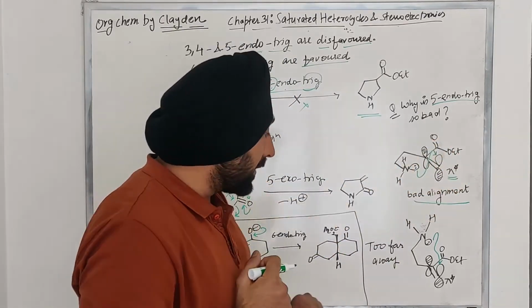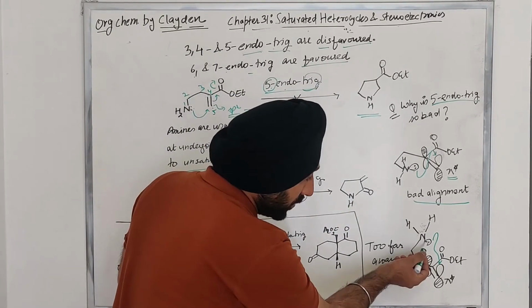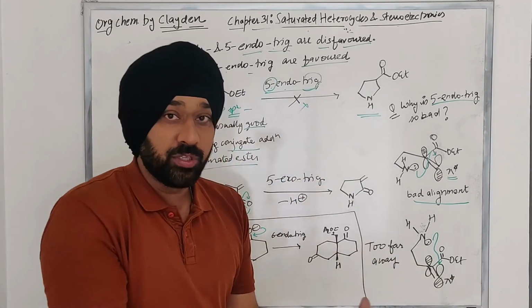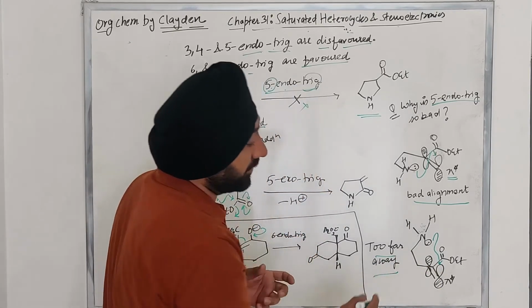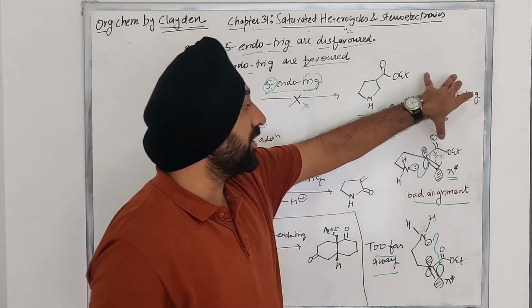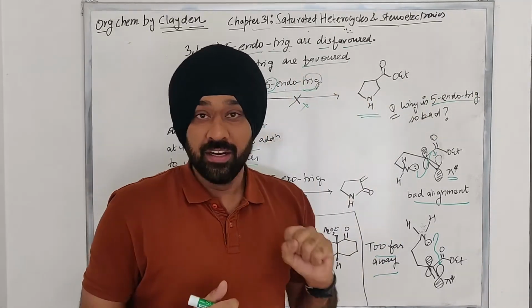So that is the reason why this lone pair of electrons and these pi star orbitals of the carbon-carbon double bond are not aligned properly. Let us suppose अगर ये दोनों के दोनों properly aligned भी हो जाए, that is lone pair of electrons are parallel to the pi star orbital. In this case, we can clearly see they are too far away. So that is the reason why the 5-endo trig are pretty bad. That is the reason why this does not take place.